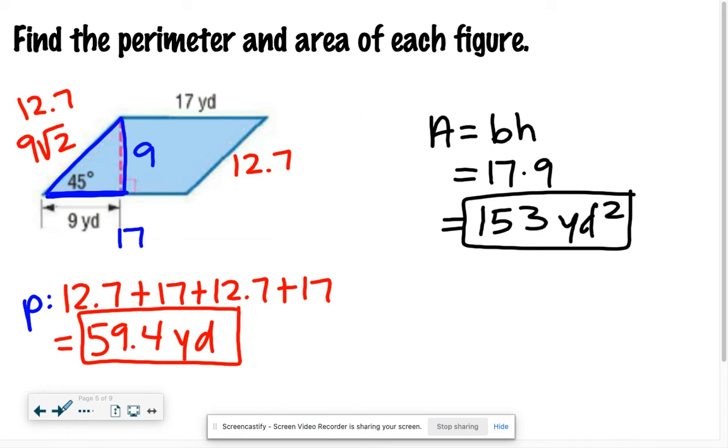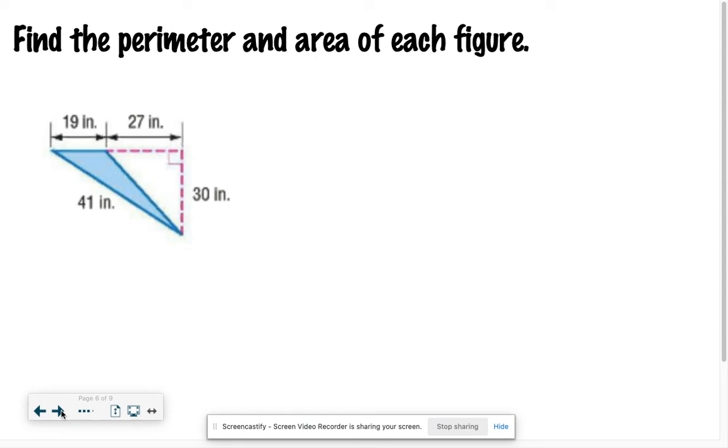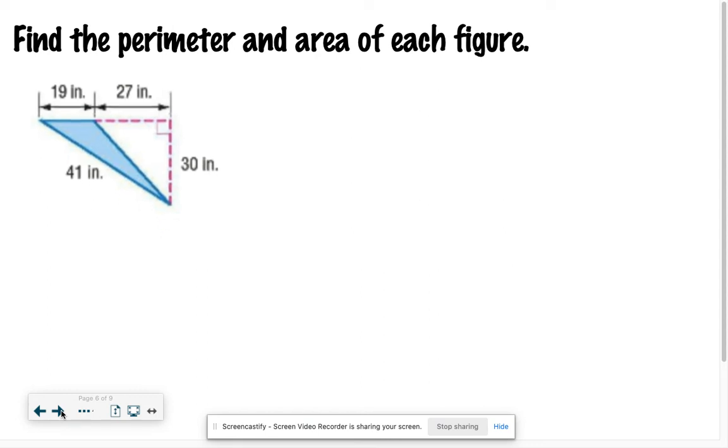Okay, one more, but this time we're going to try triangle. For whatever reason, sometimes this really confuses us. You're only looking for the shaded shape. When things are dashed right here, you see that pink dashing? That means it's not a part of your shape. It just means that your height is falling outside your triangle because it's an obtuse triangle, okay? So you're only looking for the area of this shaded triangle, all right?